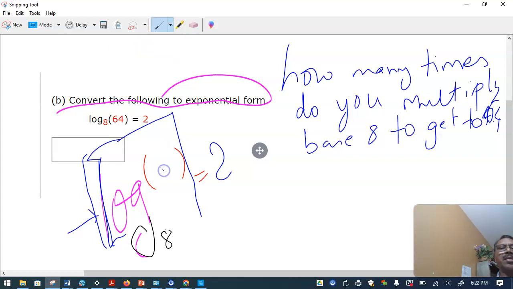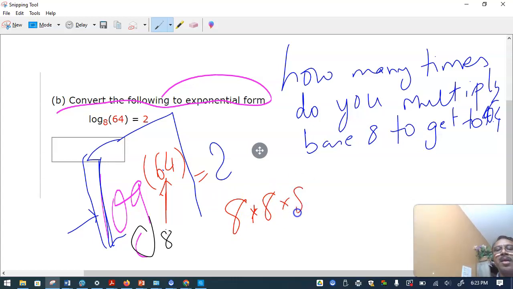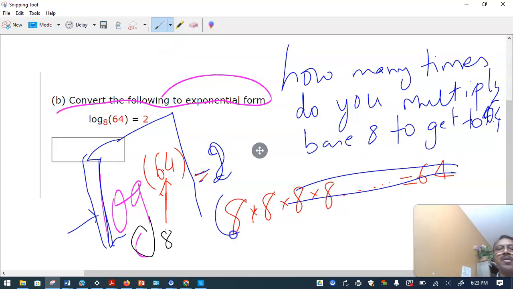So how many times do you multiply the 8 to get to 64? It means how many 8s do I multiply? 8, 8, 8, 8. How many of these do you multiply to get to 64? And that's why we say, okay, the answer is 2. Of course, it is 2. So it is just 2 of them.